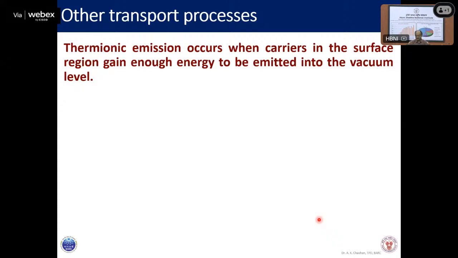Inside the material all the bonds are saturated. However, at the surface you have some dangling bonds and unsaturated bonds also. So when an electron reaches there, sometimes it gets a sufficient amount of thermal energy, and then it can be emitted into the vacuum level. The carrier has moved from the semiconductor to the vacuum, and this kind of transport is called thermionic emission.